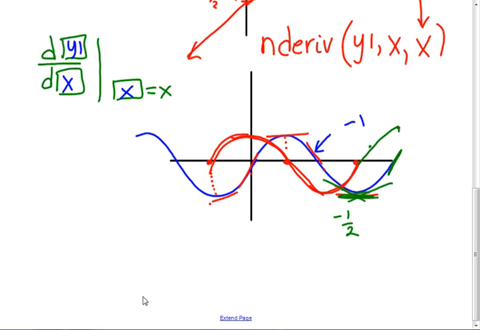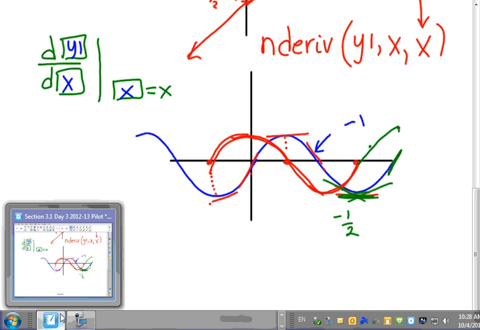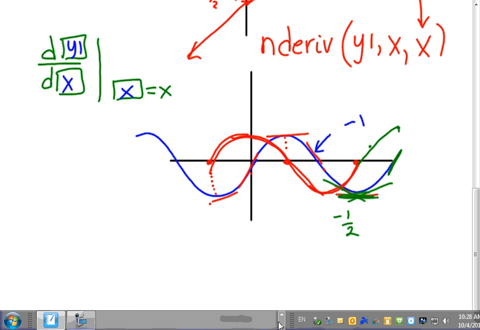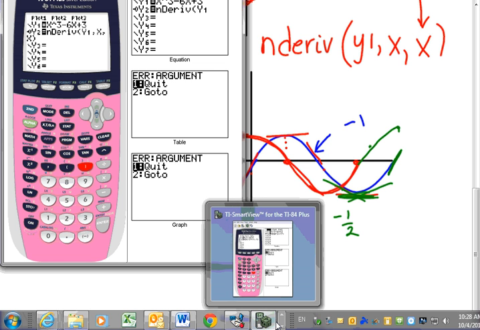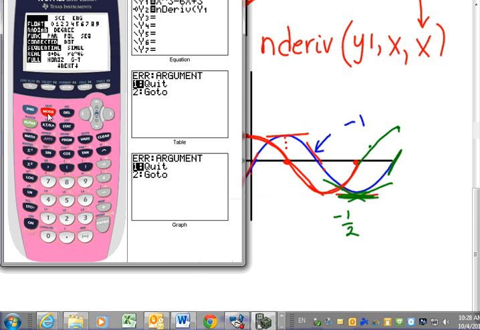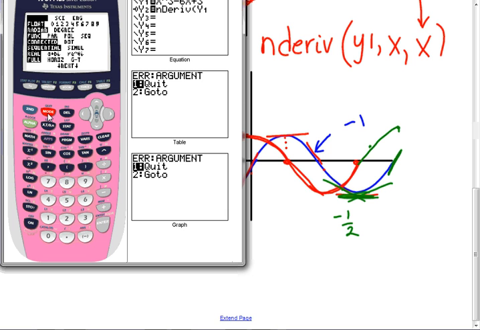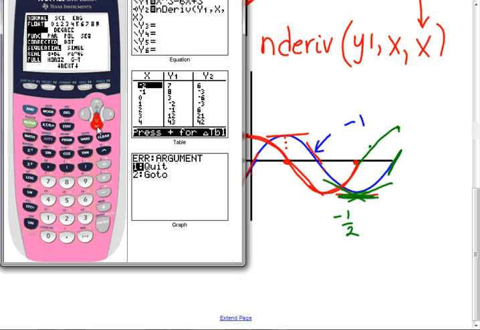Okay, we're going to do this simultaneously. If I remember how to, X resolution will change the speed, but I don't exactly remember what it is. No argument error. Okay, so I'm going to go under mode, and I'm going to change this to simultaneous. So we'll graph the function and its derivative at the same time.